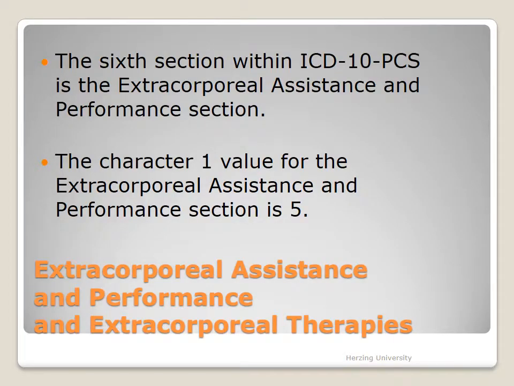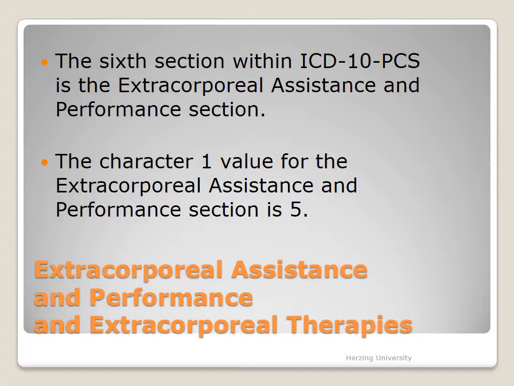The sections titled Extracorporeal Assistance in Performance and Extracorporeal Therapies are the 6th and 7th sections found in ICD-10 PCS. Codes in the Extracorporeal Assistance in Performance section report procedures in which a physiological or physical function is performed by equipment outside the body. Codes in the extracorporeal therapy section report procedures in which equipment is used for therapy. The term extracorporeal means something that is outside of the body.